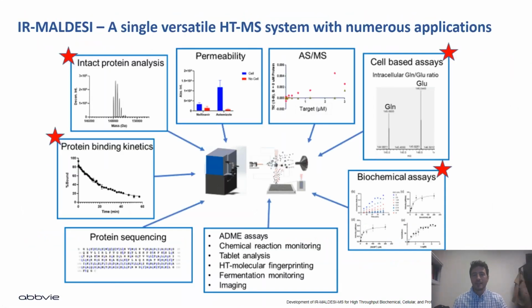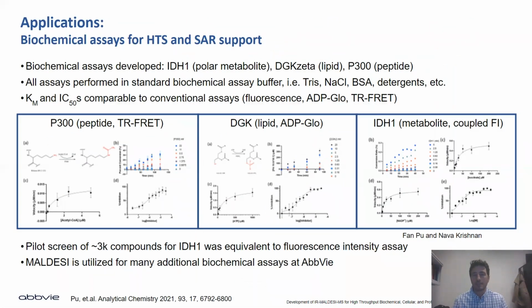Okay, so that's how the instrument works. Now I want to take you through a couple examples of applications that we're using here at AbbVie. I'm going to talk about biochemical assays quickly, and then cell-based assays and protein analysis. There are a significant number of other applications of interest in pharma that we will be looking at in the future. So first off is biochemical assays.